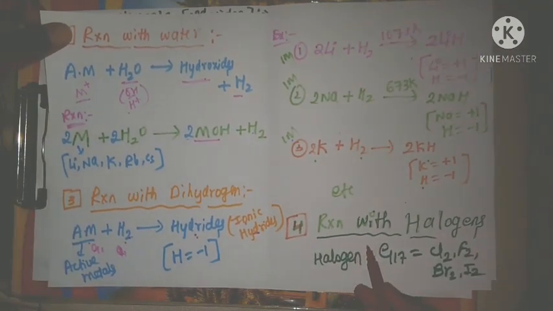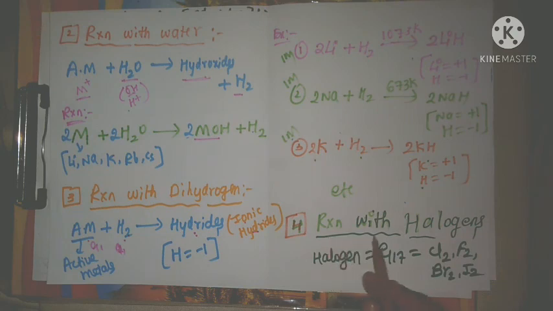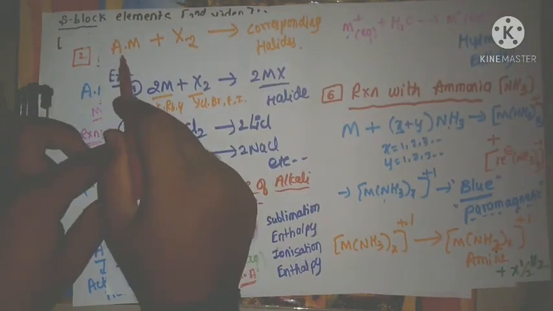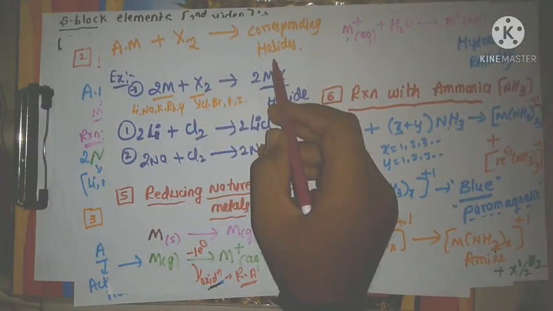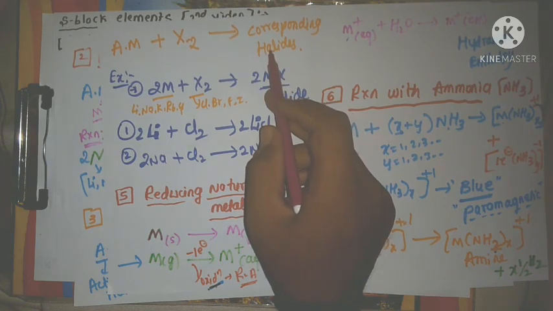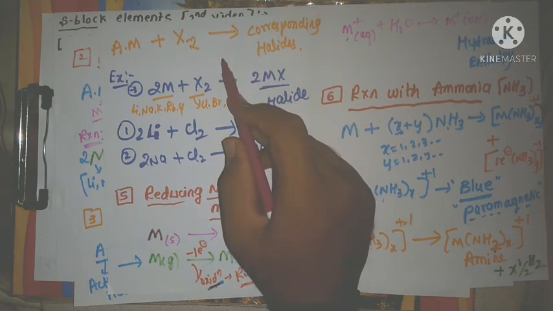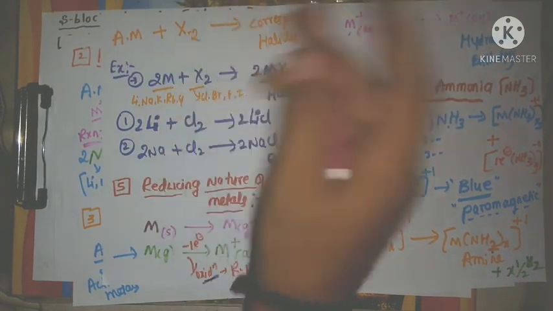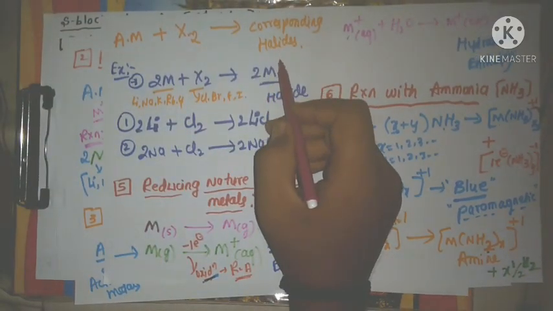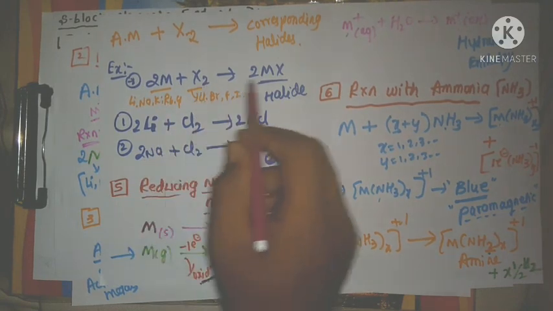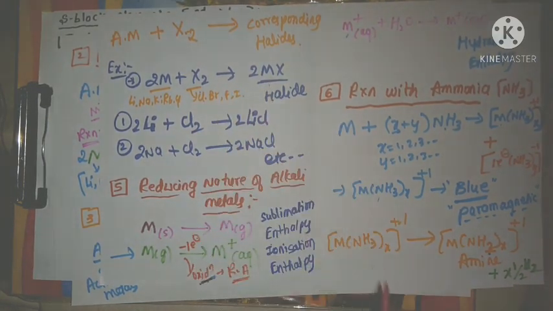Fourth one is reaction with halogens. When alkali metals react with the halogens they form the corresponding halides. If you use chlorine, chloride is formed. If you use bromine, bromide is formed. If you use fluorine, fluoride is formed. In this way, alkali metals react with the halogens to form the corresponding halides. A few examples I have shown.